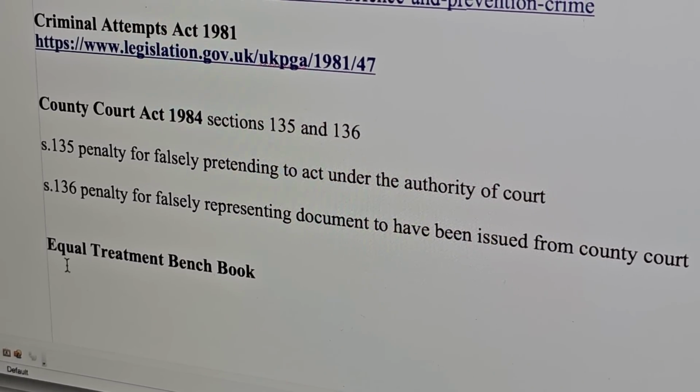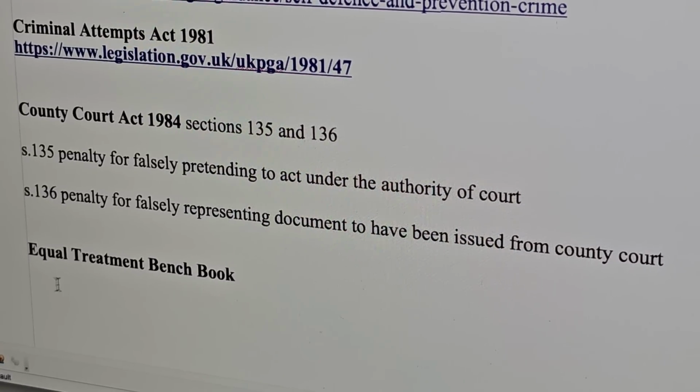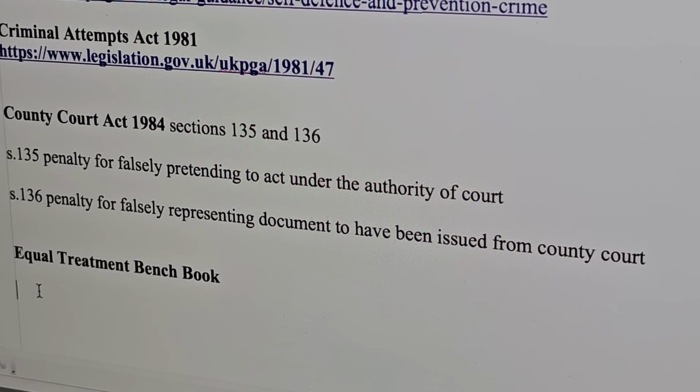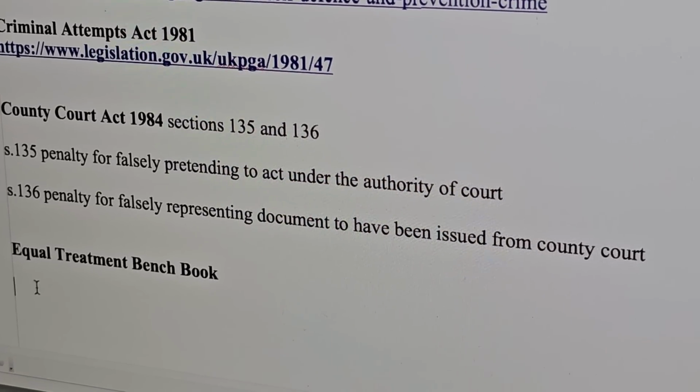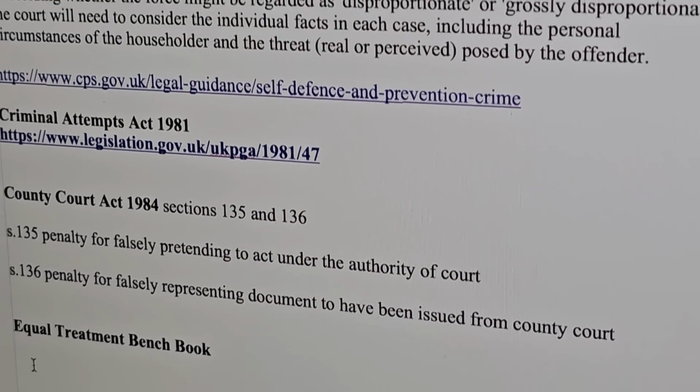And then the sweetener on the cake is the Equal Treatment Bench Book. I haven't put the link, but you can look it up. This is what the judges are supposed to do and what they're supposed to take into account. They might as well rip it up and put it in the bin because they don't follow any of it.